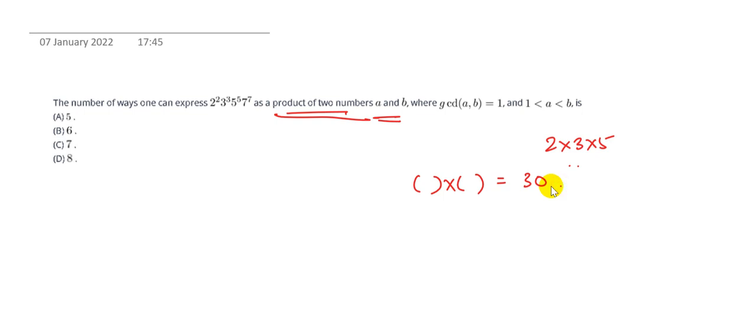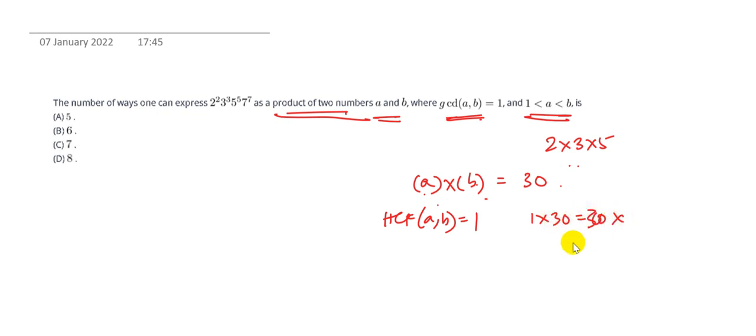But the condition is that the GCD of the two numbers, A and B, the GCD means the HCF. So the HCF of A and B has to be 1. So that both the numbers must be co-prime to each other. Correct. So A and B has to be co-prime, and there is one more condition given: both the numbers have to be greater than 1. That means I cannot consider the case 1 into 30. This cannot be considered because of this. Now is the problem clear?